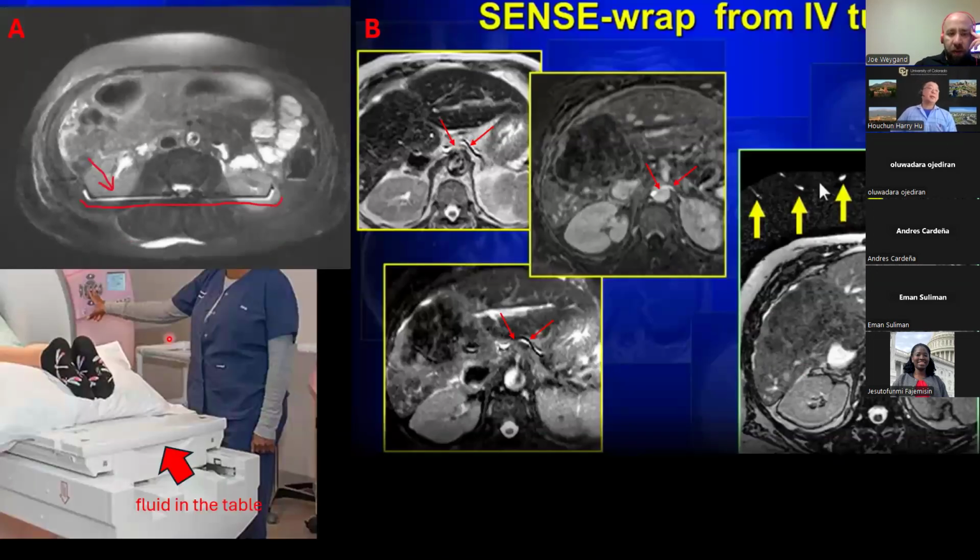I like this one. This is actually fluid in the table. It could be bodily fluid, it could be contrast, it could be saline. The technologist doesn't know about it. You go and scan, it gets picked up by the scan coil, and then it gets aliased right into the anatomy, and the sensitivity profiles of the accelerated scan are unable to completely resolve it.